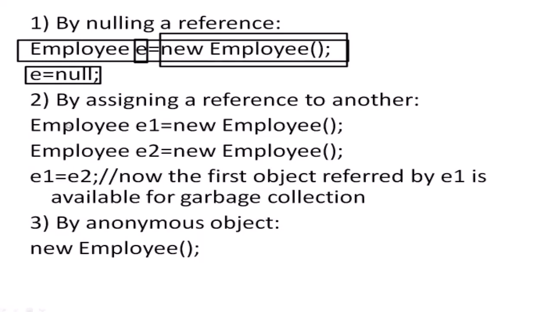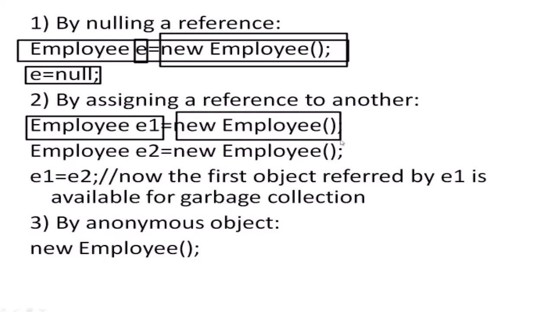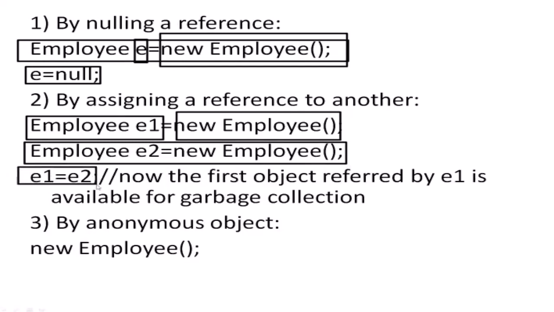Next, by assigning the reference to another employee, e1 equal to new Employee. This is the basic thing which we are going to create. Now Employee e2 equal to new Employee, we have created another one. Now we are assigning e1 equal to e2 using the equal operator, so both are the same.